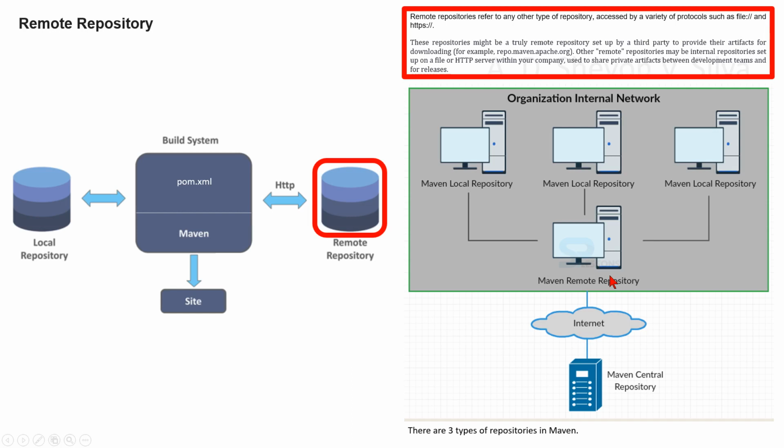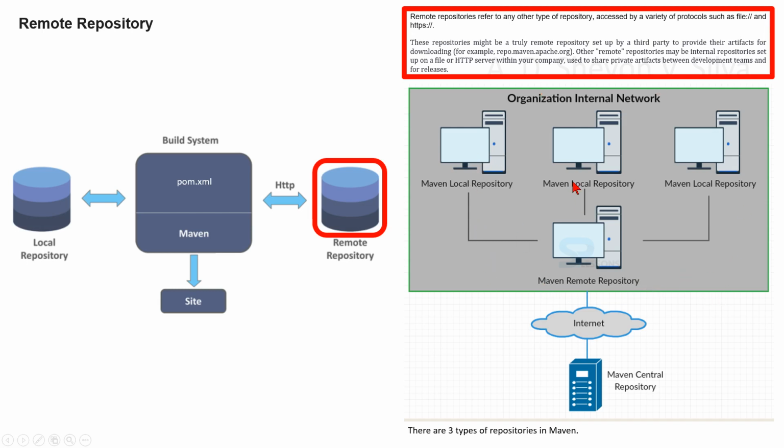Key points: Maven repository is a combination of archetypes and dependencies. Archetype gives the structure of the project. Local, central, and remote are three types of repositories. Maven always checks the dependencies in the local repository first. Here you can see the Maven local repositories and Maven remote repositories are inside the organization's internal network.